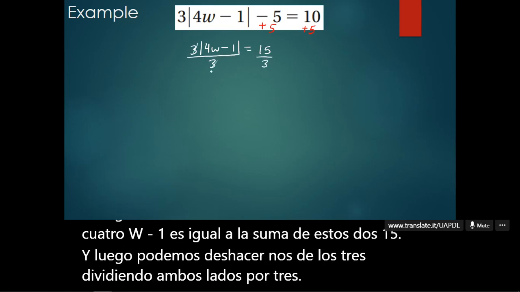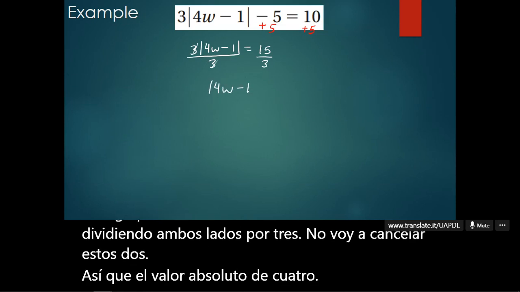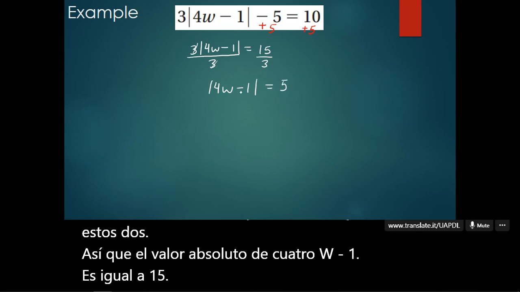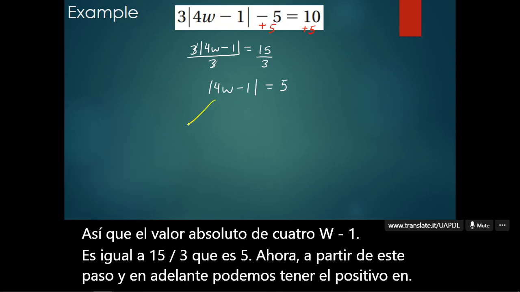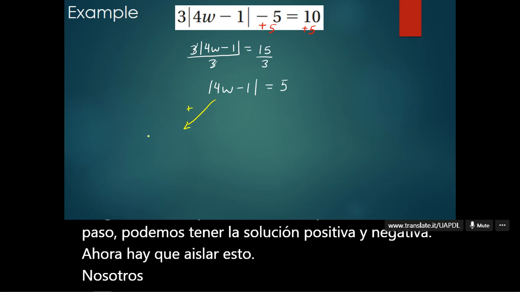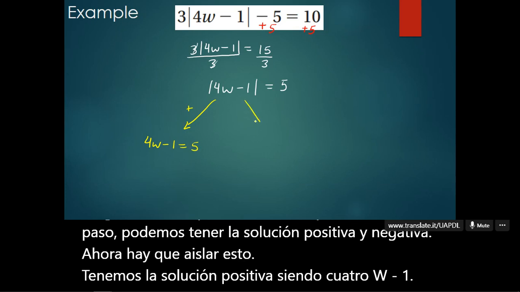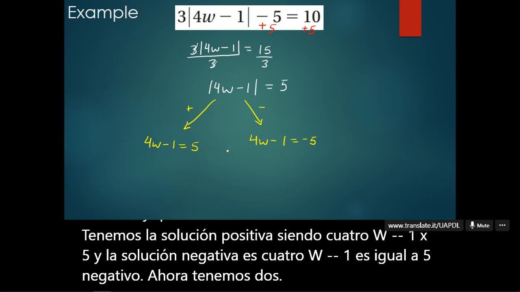That's going to cancel out these two. So the absolute value of 4w minus 1 is equal to 15 over 3, which is 5. Now from this step and onwards, we can have the positive and the negative solution, because now this is isolated. We have the positive solution being 4w minus 1 equals 5, and the negative solution being 4w minus 1 equals negative 5. Now I have two-step equations.